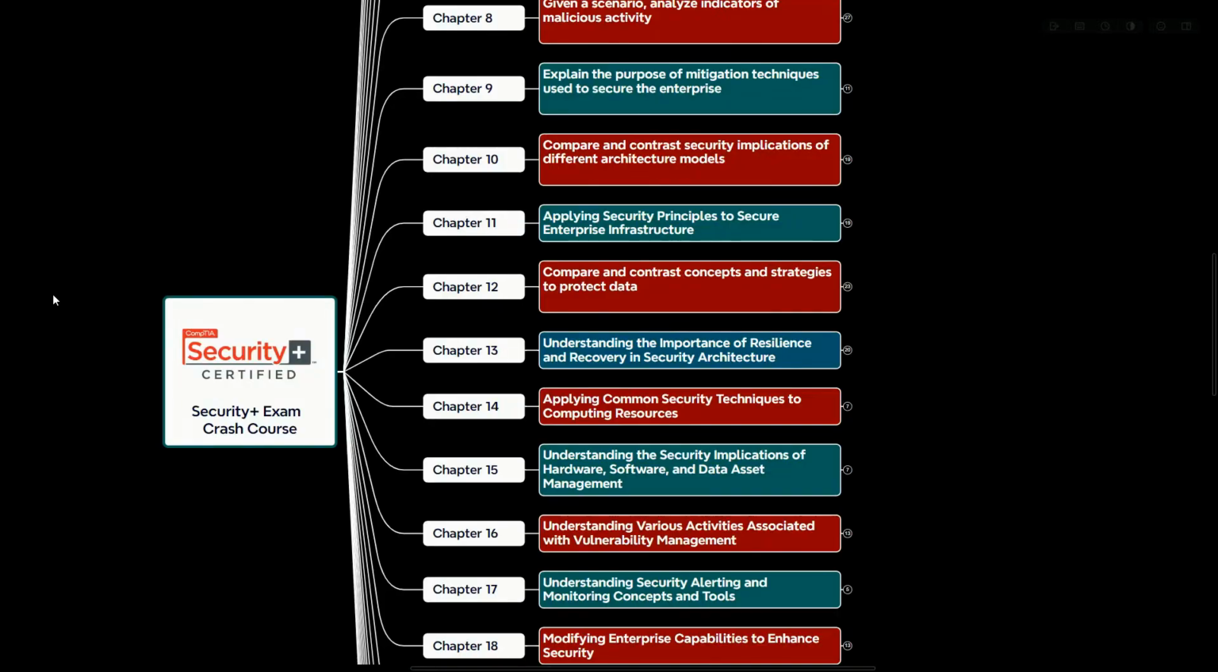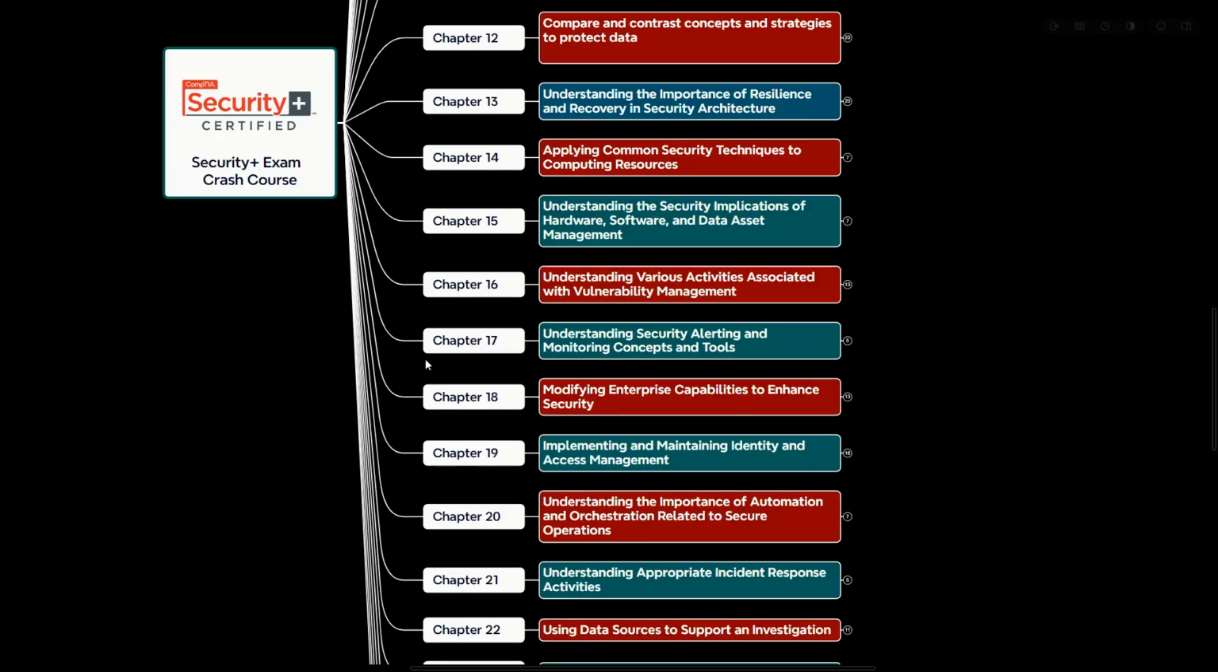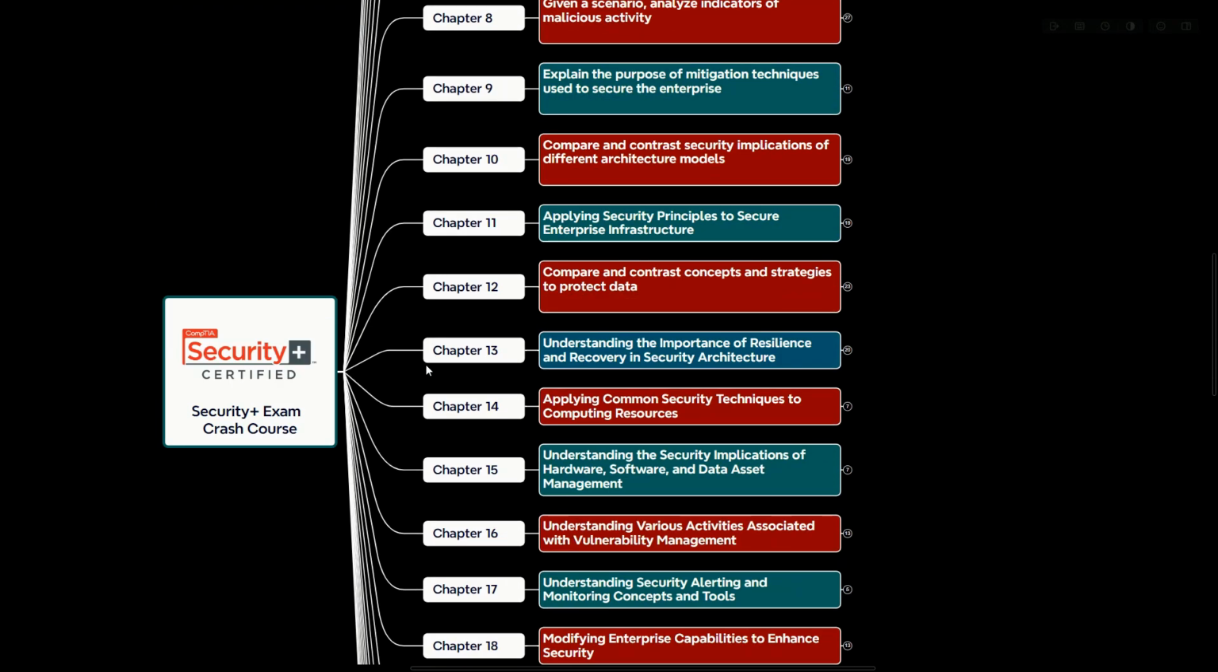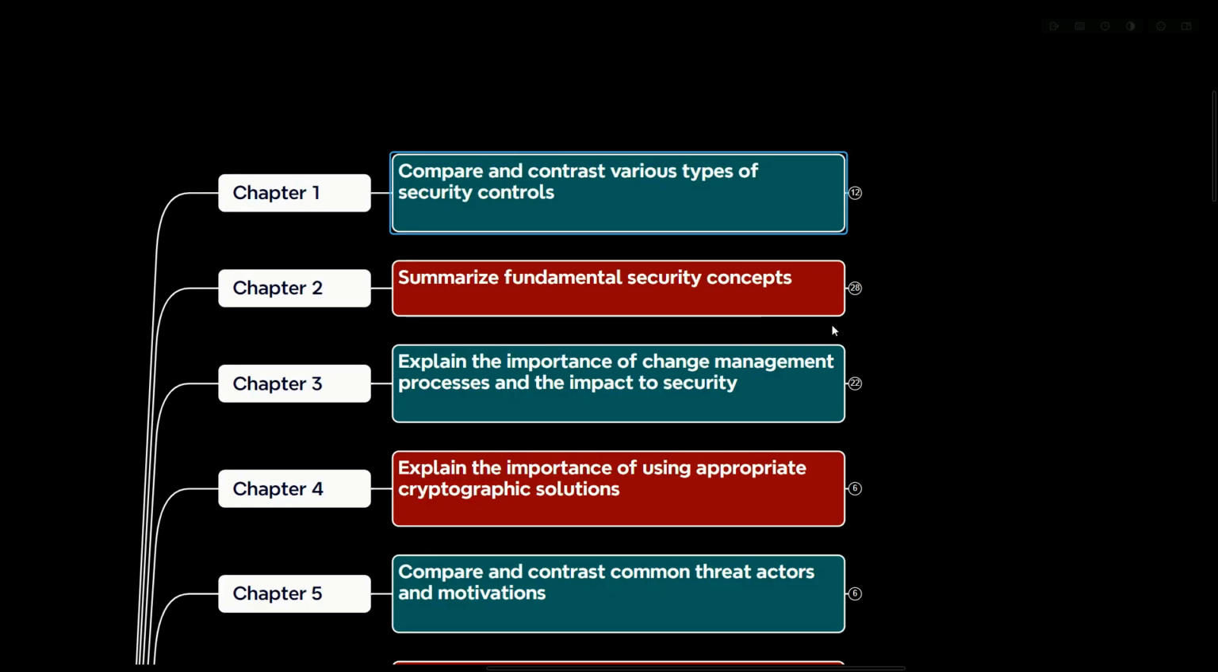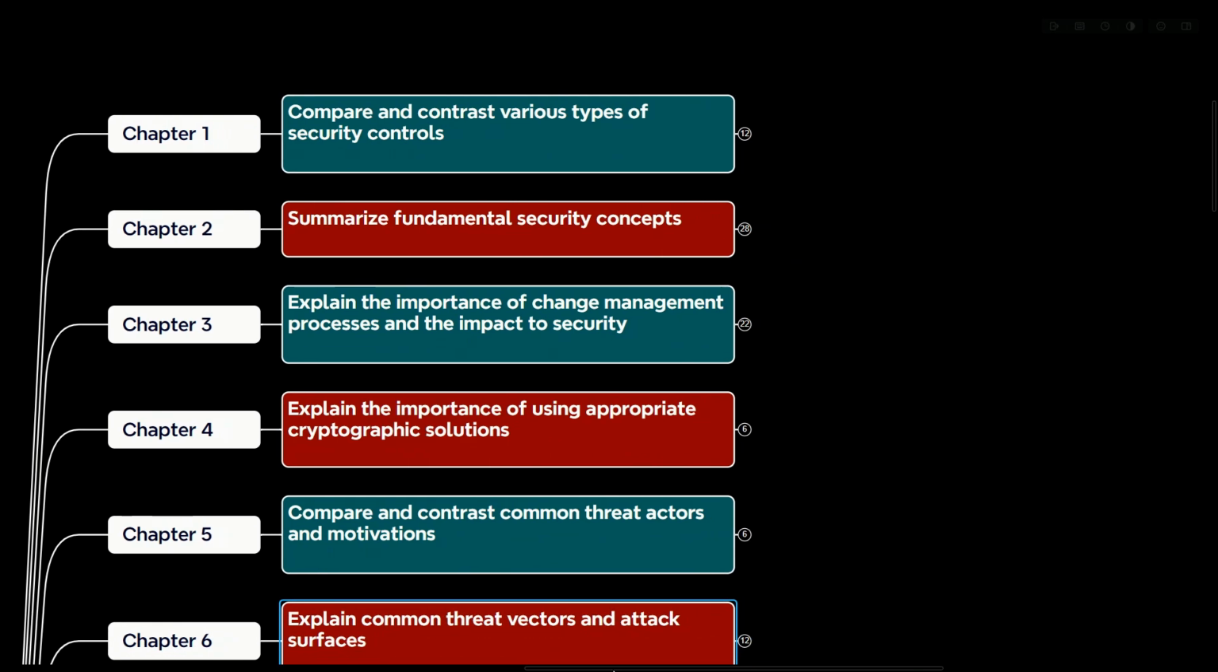All right. So as you can see, there are a total of 28 chapters in it. We are going to go one by one. Don't worry. Let's begin with the very first chapter, which is on comparing various types of security controls. Okay. So let's begin, guys. The very first chapter name is the security control.